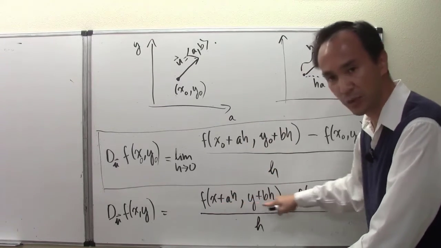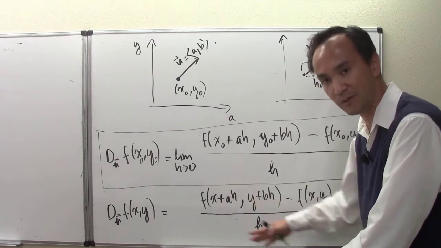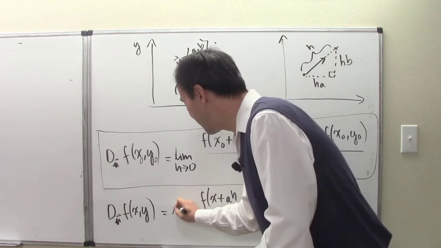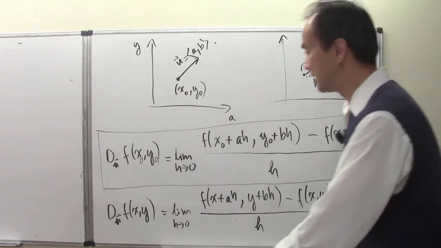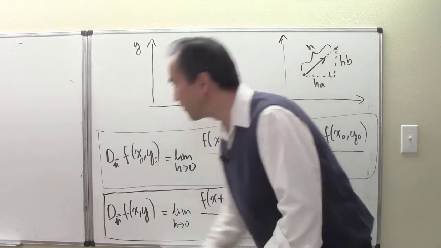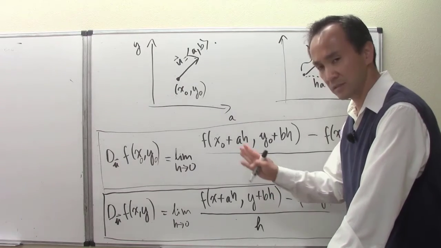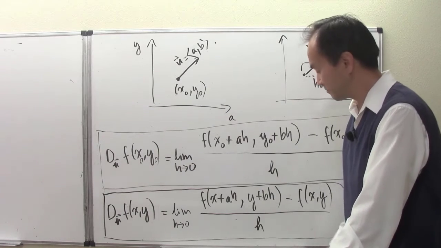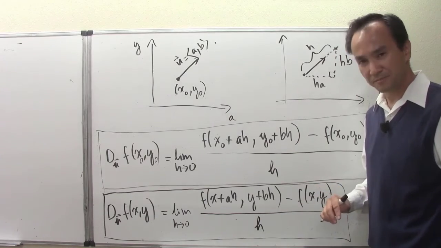Instead of fixing that to a specific point, we're going to come up with a general version for any pair of values x comma y, and then we take the limit as h approaches 0. That is the generalized version of the fundamental formula of how we can calculate the directional derivative at any general point x comma y. So there you go, that's the function, that's the formula.